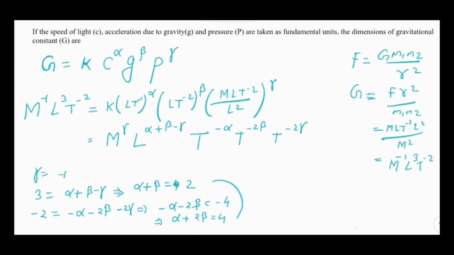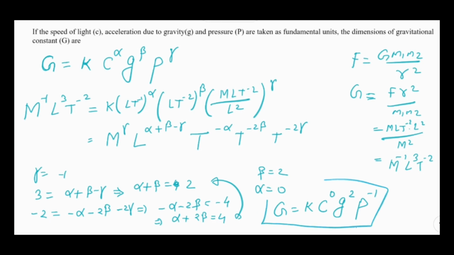You can solve these two equations. By subtracting these two equations, you easily get beta equal to 2. By putting beta as 2 here, you get alpha equal to 0. So by putting the values of alpha, beta and gamma, you can write G as k into c to the power alpha, which is 0, g to the power beta, which is 2, and pressure to the power gamma, which is minus 1. So the dimensions of G are c^0 g^2 p^-1. Thank you.